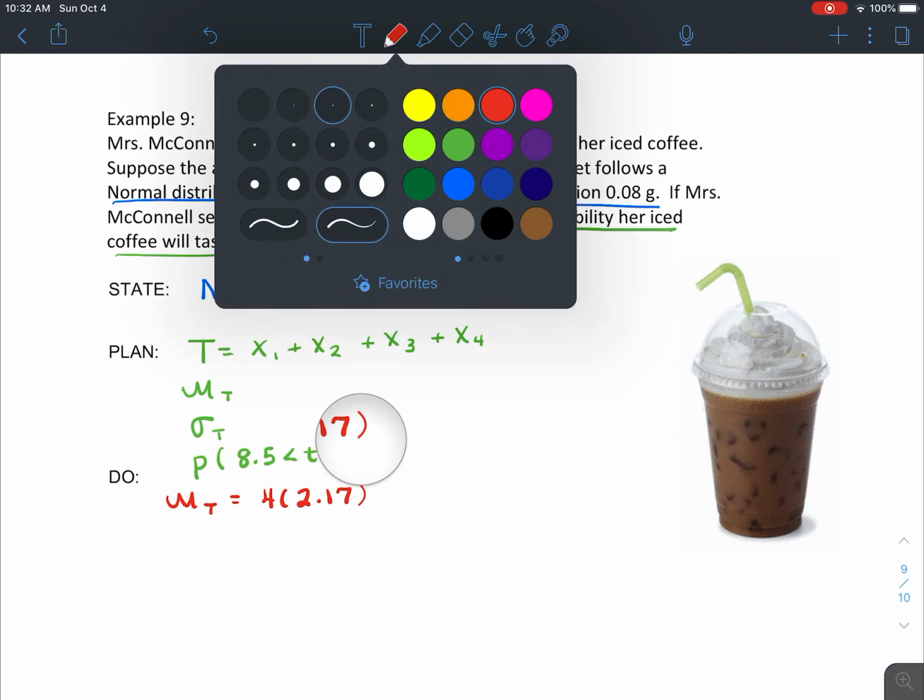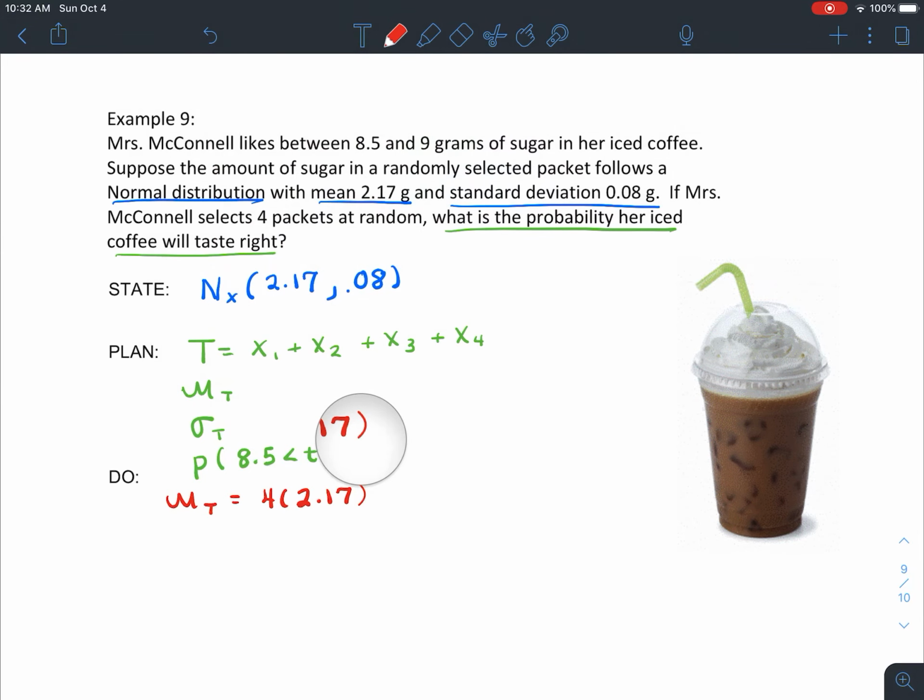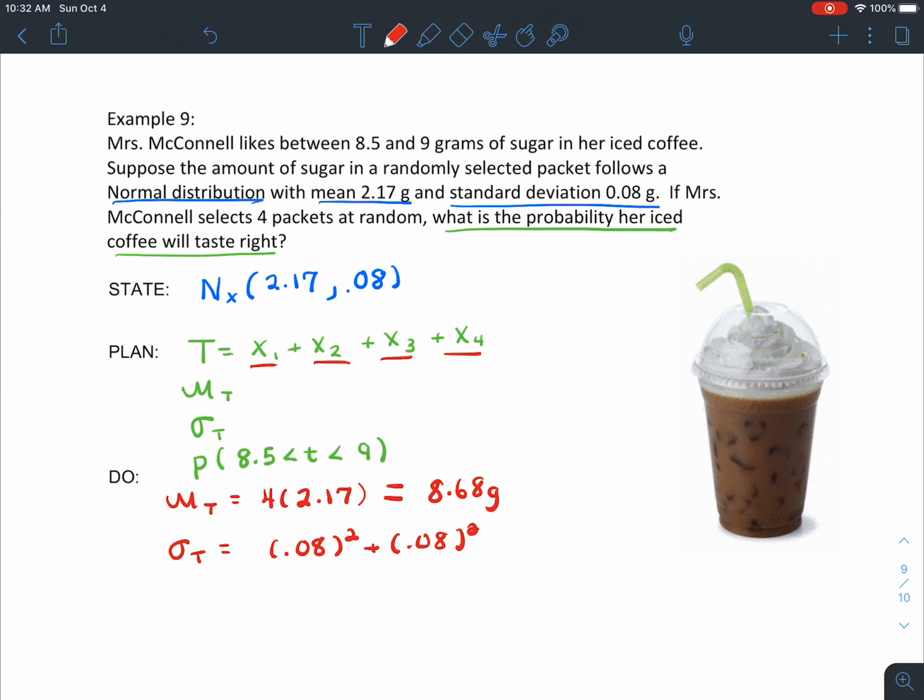Now we're going to follow through with the do step. We will calculate the mean of the random variable T, which in essence is us adding 2.17 four times in a row. So we can multiply that times 4 here, and that will give us 8.68 grams for the mean of the random variable T.